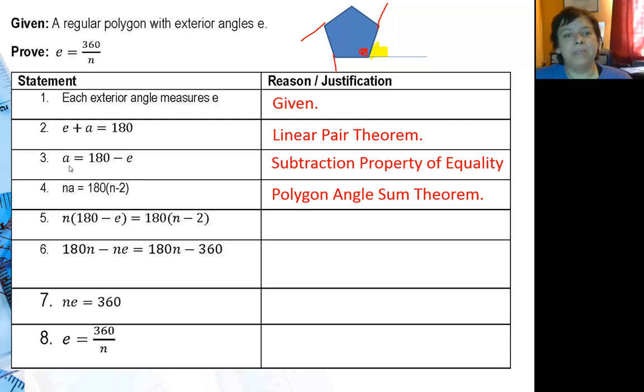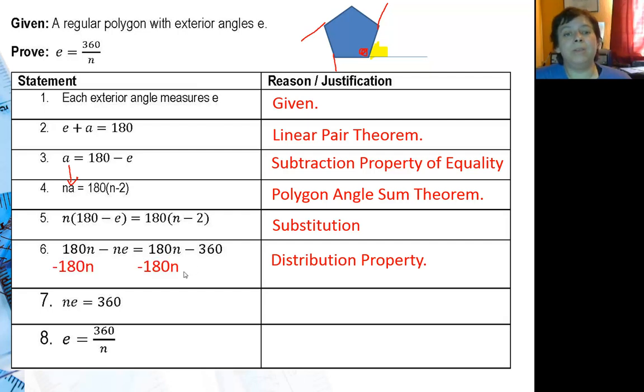I'm going to take this A and substitute it in right there using substitution. So now instead of n times A, I have n times 180 minus E. Well, next step, the distribution property. So I'm going to go n times 180, n times E, 180 times n, 180 times 2. And that gives me this equation in step 6.